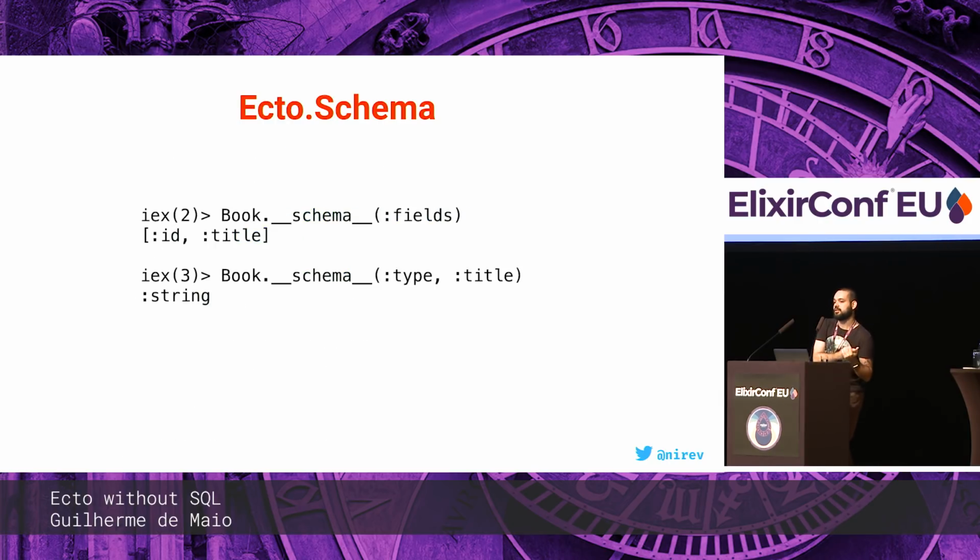And besides that, it also generates some functions. So if you go back to the book module, you have the schema function, and you can get what are the fields defining that schema, and also look into what are the types defined for those fields. So that's what schema does.